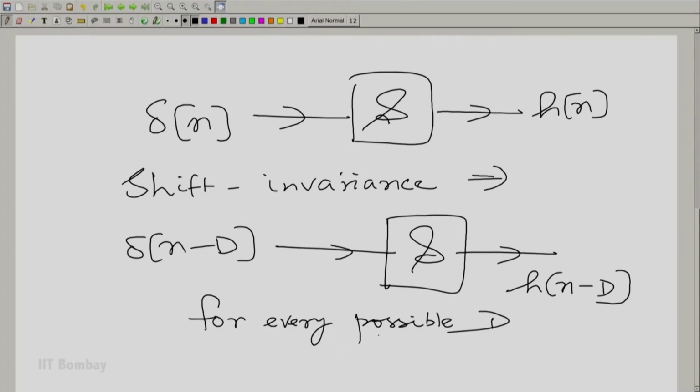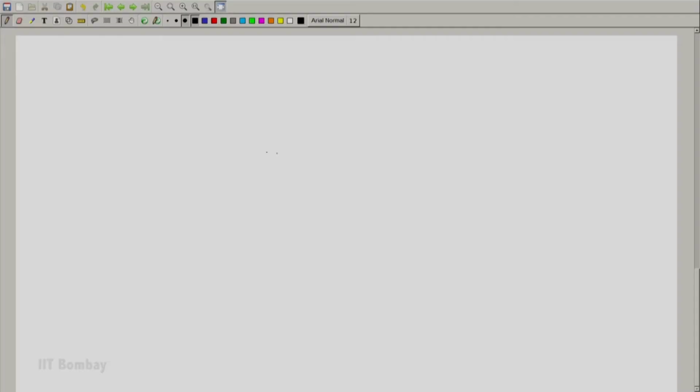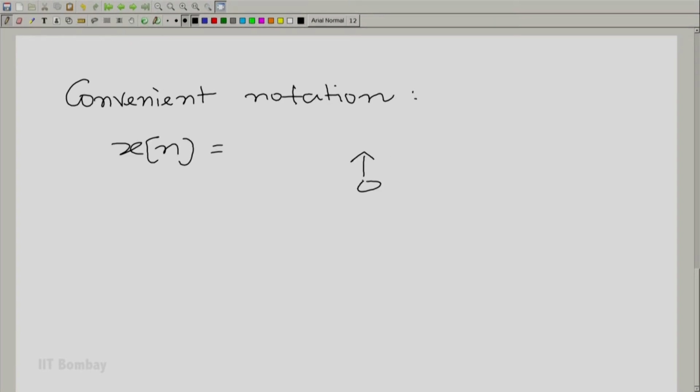Now, let us make an observation about any input that you can have, any x of n. I will first illustrate with an example, and then I shall write down a general statement. So, the example is the following. I have a sequence x of n. Now I am also going to introduce a convenient notation for sequences. When I write something like this, what I mean is that x of 0 is equal to 2, the sample before that is 3, the samples after that are minus 4 and 7 in sequence.